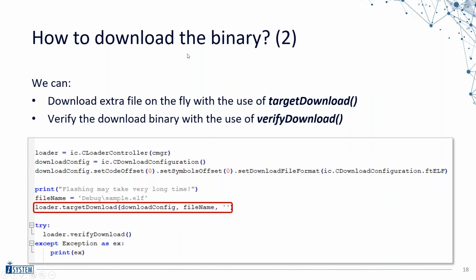How to download the binary? For instance, we can download as I demonstrated with the previous slide, but we also have the possibility of a so-called target download. So we take whatever ELF is available, and we can overwrite and flash exactly the right needed ELF. This ELF could be completely different from the one that is defined inside winIDEA. And we typically also have the possibility to verify the download. This is a short code for that.